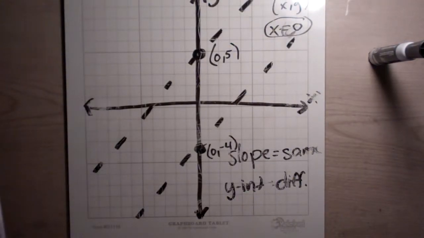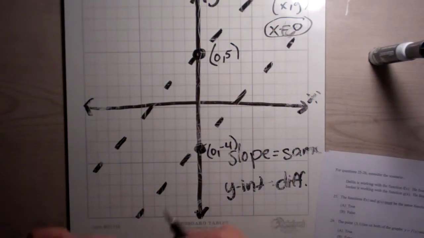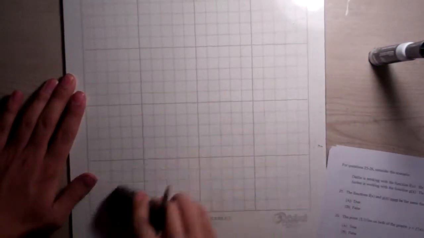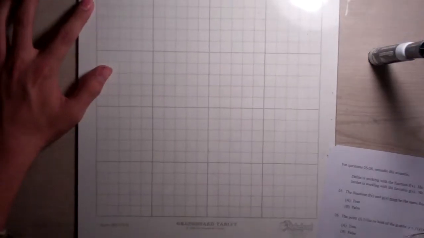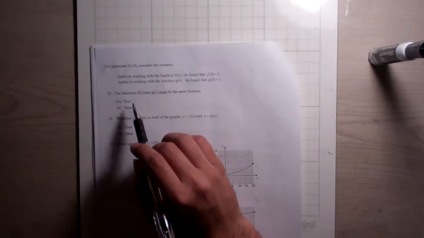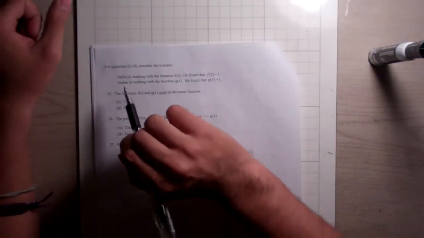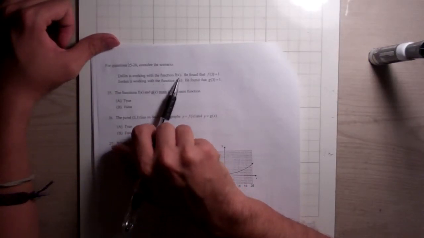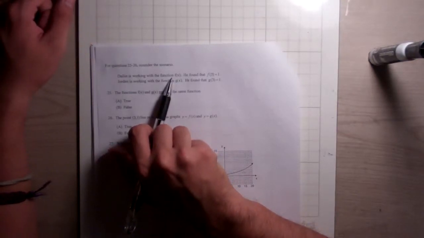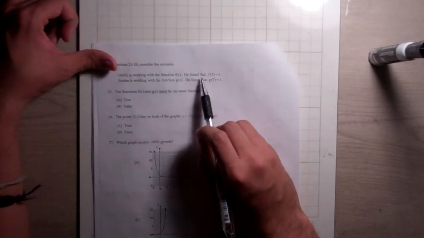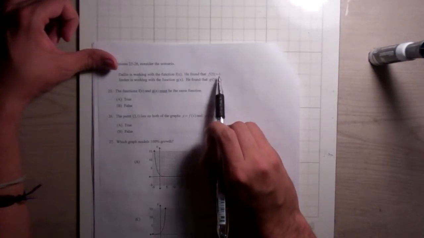Alright, next one, 25. I'm going to erase this graph before we get to 25 because we're going to need it. Alright, now we have to consider this scenario, so we're going to answer questions 25 and 26 with this scenario. Let's read the sentence. So it says, Dallin is working with the function f of x. Alright, so he has some mystery line, some mystery equation that we're not quite sure of, but we have this little bit of information. It says he found that f of 3 is equal to 1.